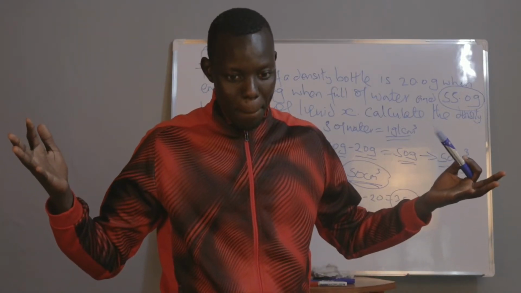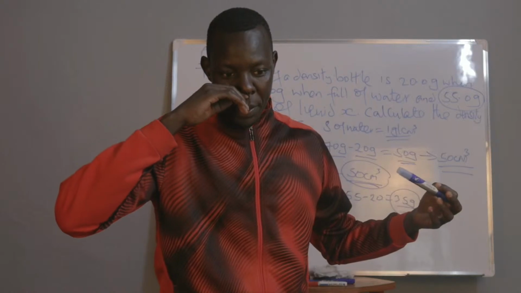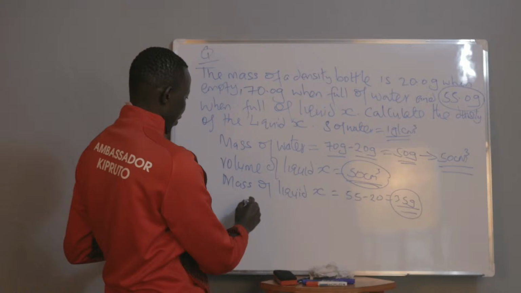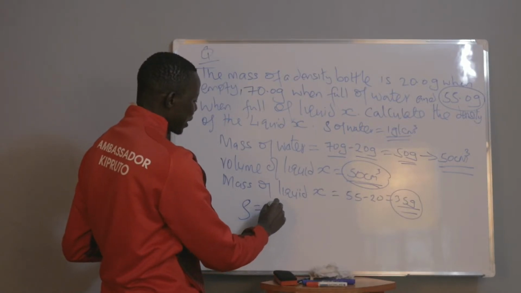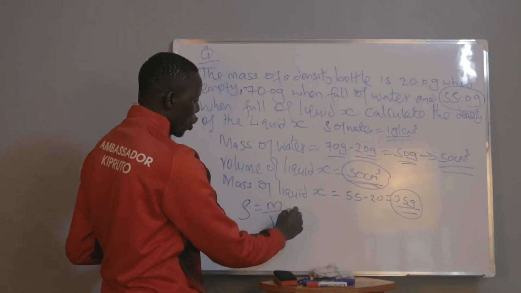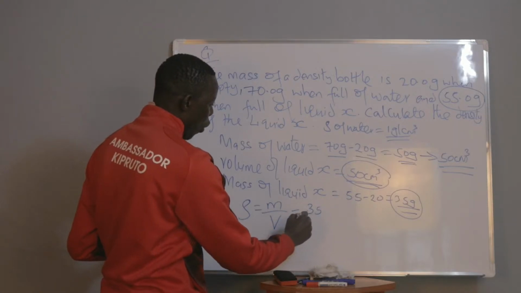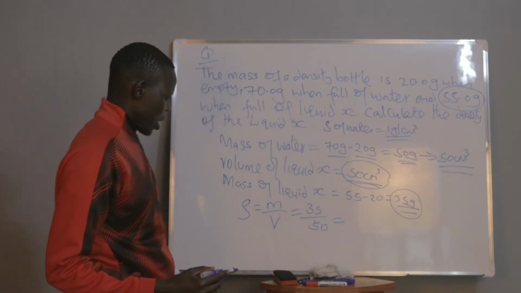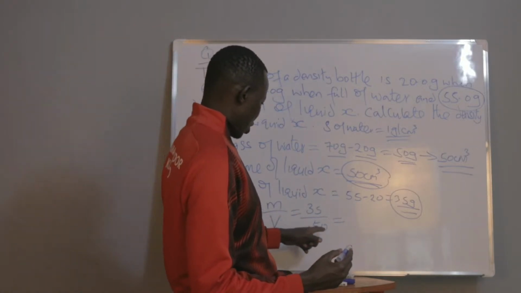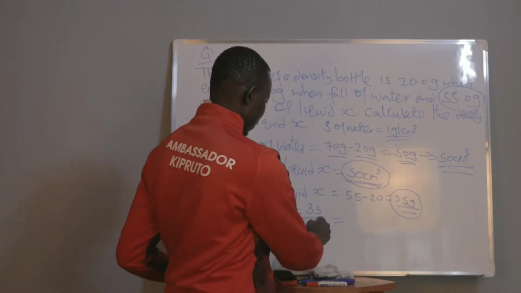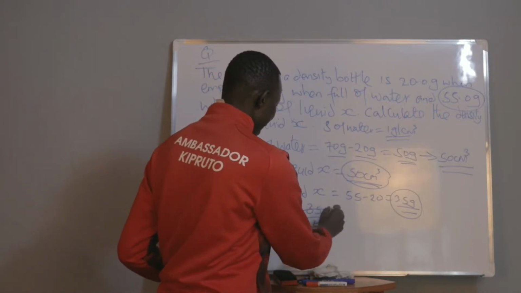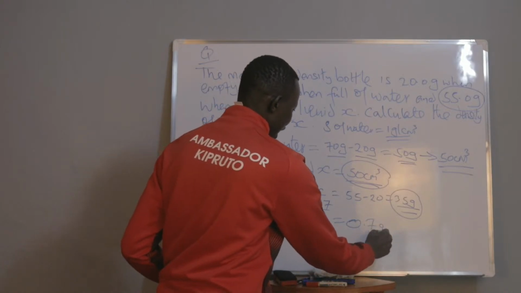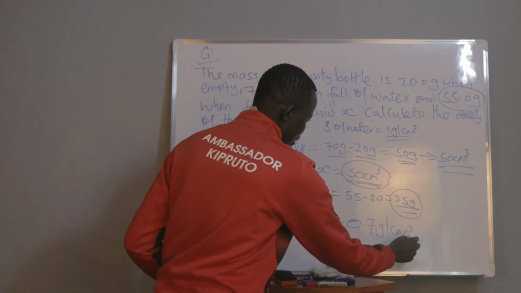Is it possible? Yes. How? Density is given by mass over volume, which is going to be 35 over 50. By 10, by 5, 10, by 5, 7. We get 0.7 grams per centimeter cubed.